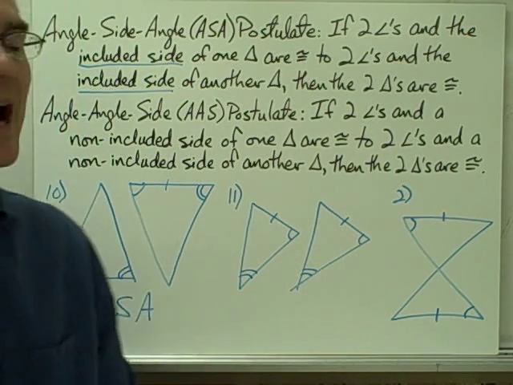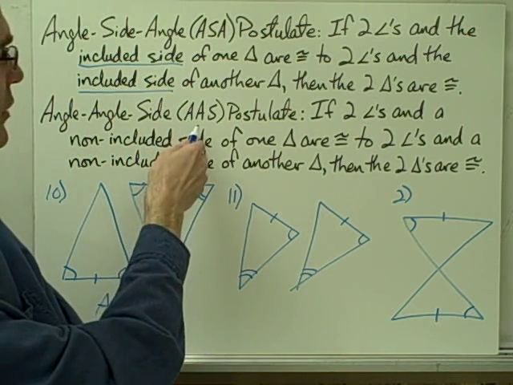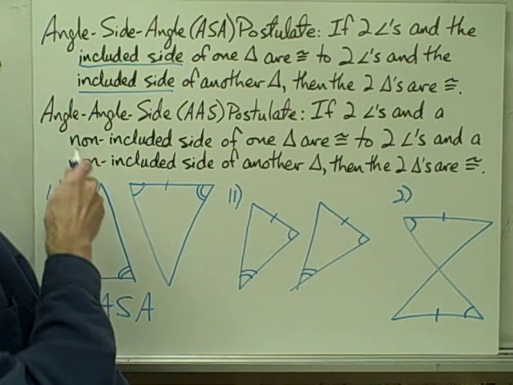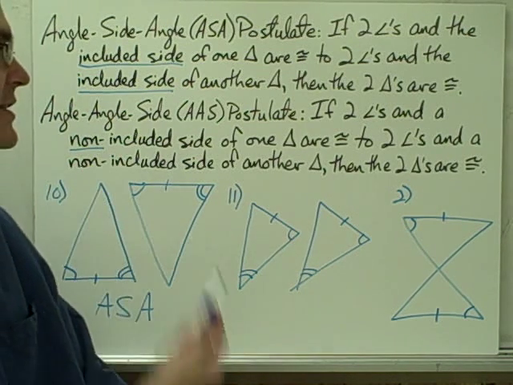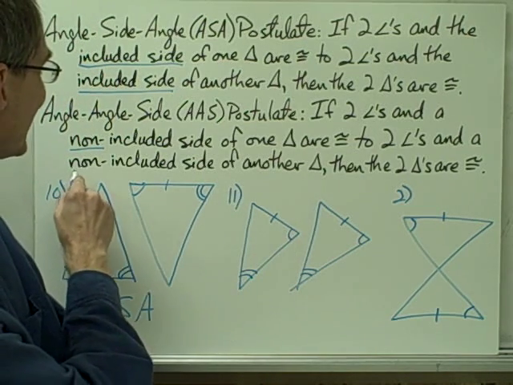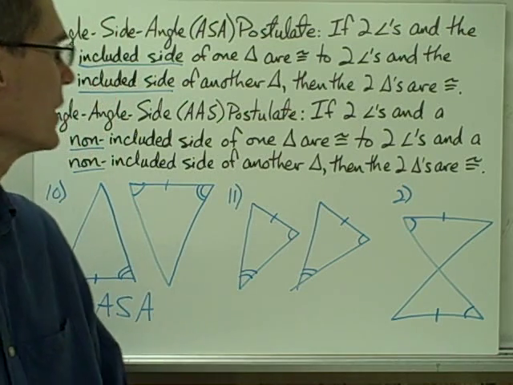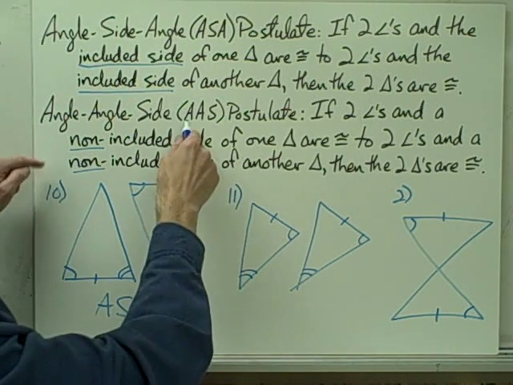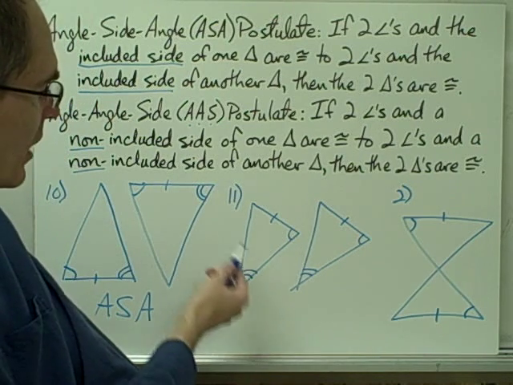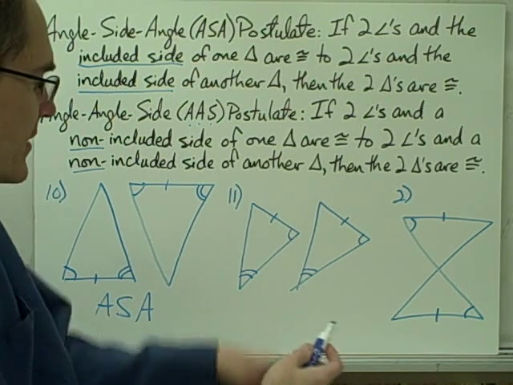The fourth of our triangle congruence postulates is called the angle-angle-side postulate, abbreviated AAS. And it says if two angles and a non-included side of one triangle are congruent to two angles and a non-included side of another triangle, then the two triangles are congruent. So in this case, I need two angles and then a side that is not included. Well, in example number 11 from your notes, I have a picture that illustrates exactly that.